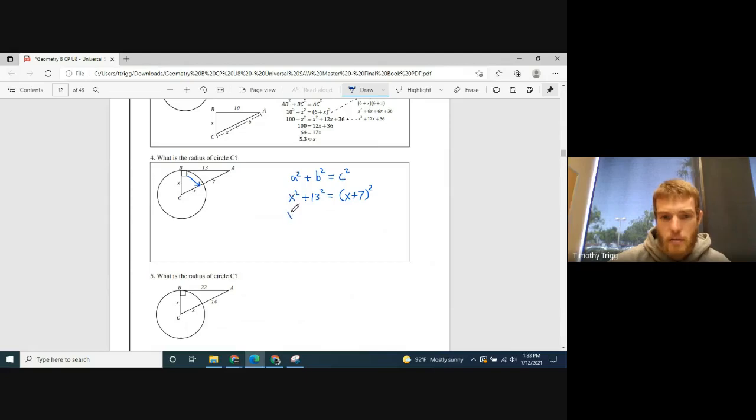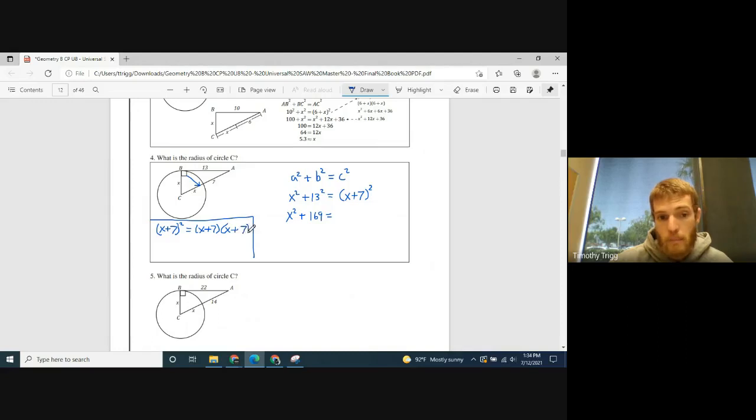So on the left side, we have X squared plus, now what's 13 squared? Well, remember, that's 13 times 13. So that's 169. And then on the right side, we need to square this out. So X plus 7 squared means X plus 7 times X plus 7. As side work, I'm going to put it over here. X plus 7 squared is the same as saying X plus 7 times itself.